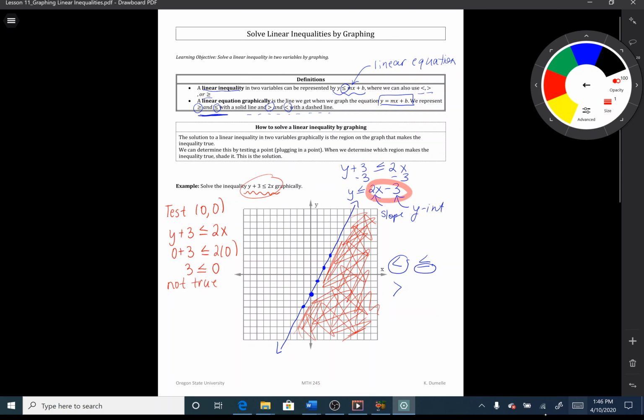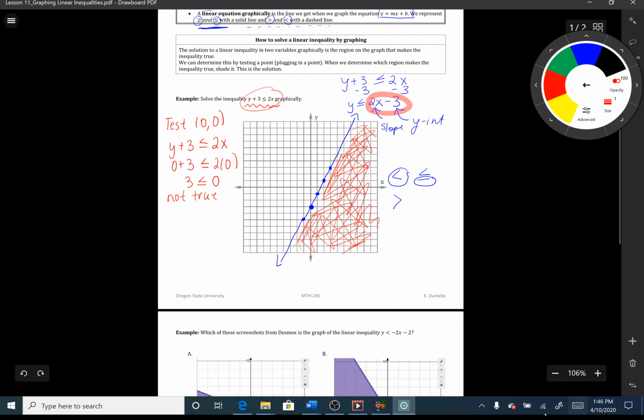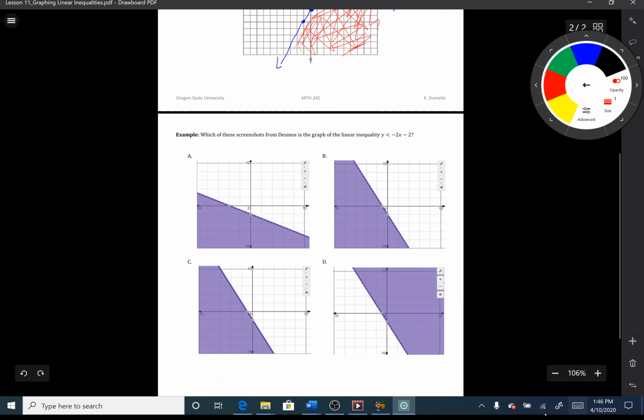All right. Moving on to the second example. Which of these screenshots from Desmos is the graph of the linear inequality y is less than negative 2x minus 2? Well, first of all, I see that I have a less than, which means that the points on my line are not going to be included in my set of points. So this means that I should have a dotted line, since the points on the line do not make this inequality true.